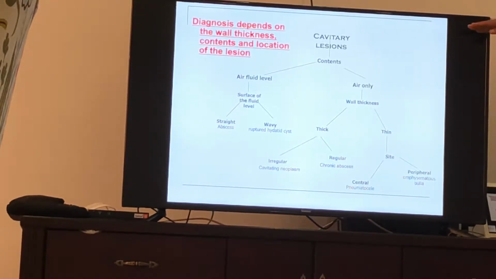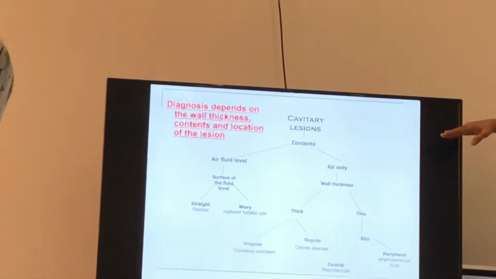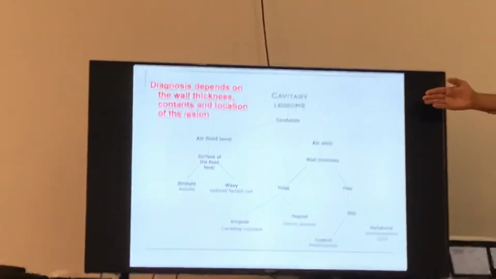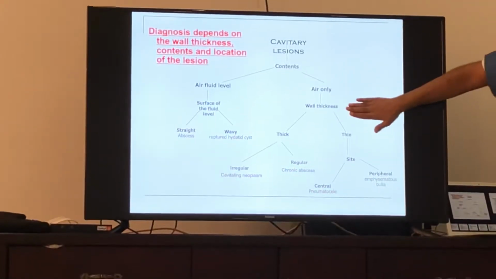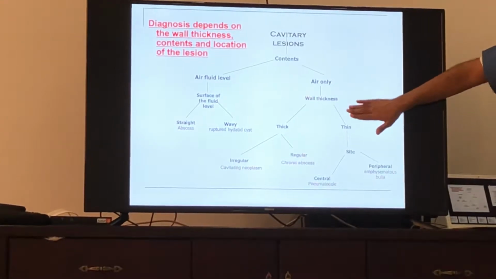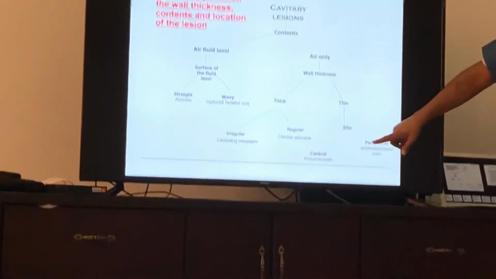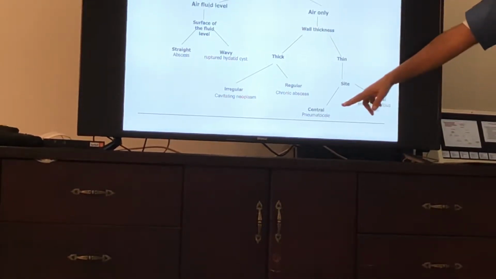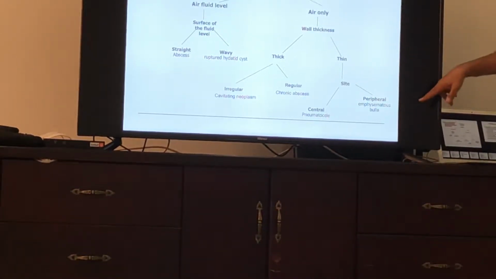So if you have a cavitary lesion, basically you're going to depend on the content and the thickness of your wall. If you want to characterize it immediately, you're going to look at the content. If there's only air, simple, just look at the wall thickness. If it's thin, we're probably dealing with an emphysematous bulla, or a pneumatocele, depending on where it is. So if it's peripheral, then most likely it's an emphysematous bulla.